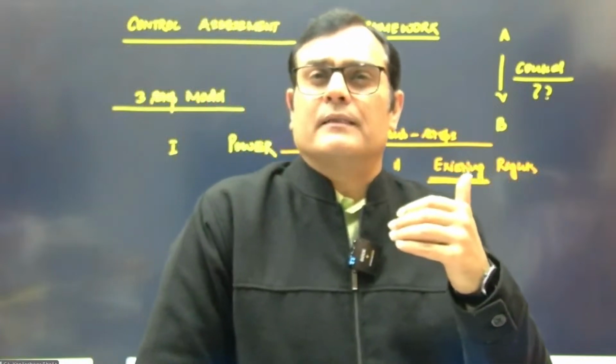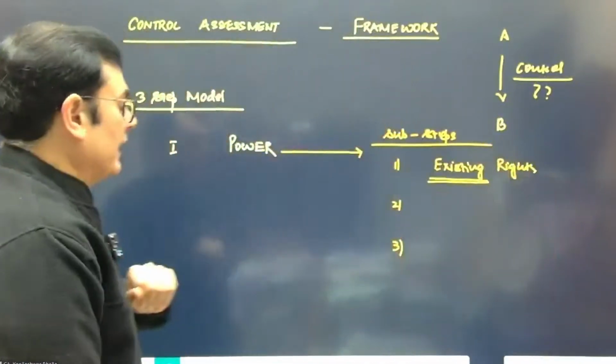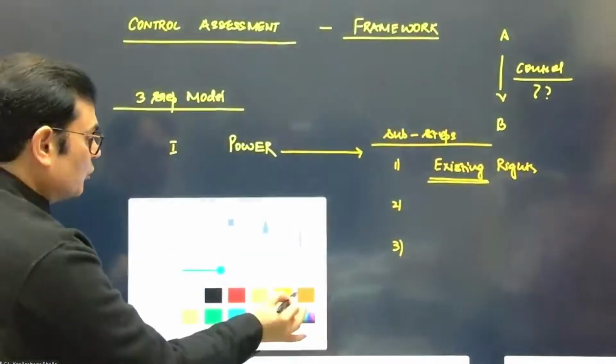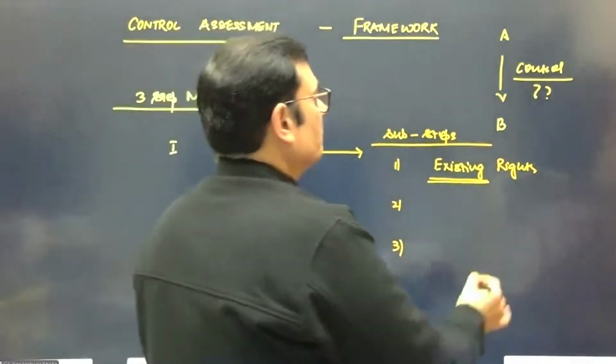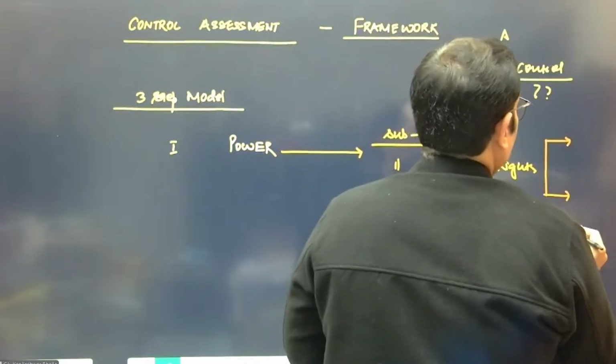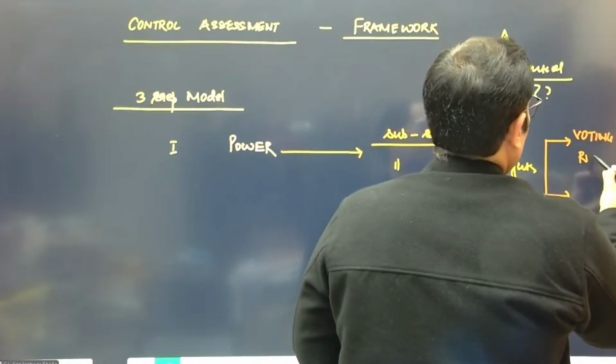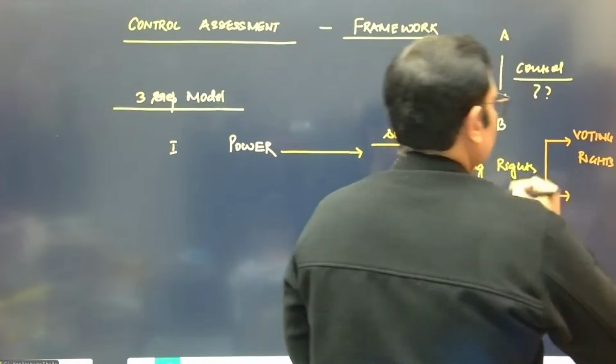We'll talk of all that in detail. I'm just creating a framework at the back of the mind. There can be a variety of rights which A has over B. And we can say majorly, when you look at the rights, there are 2 kinds of rights. One is called voting rights.